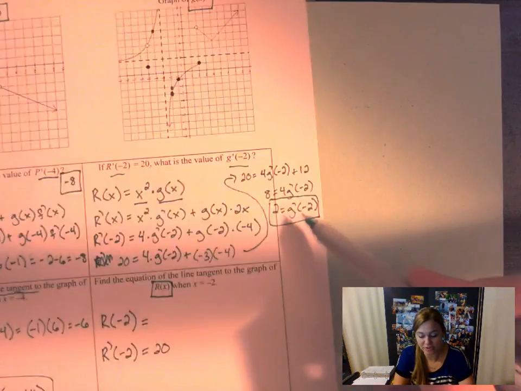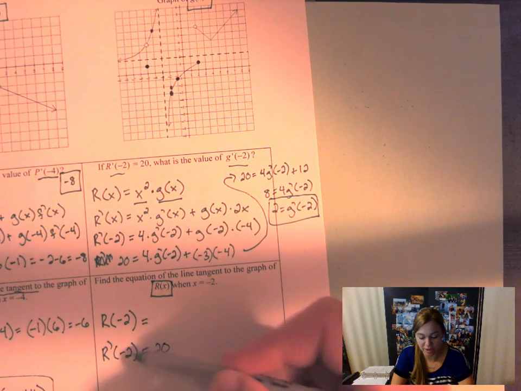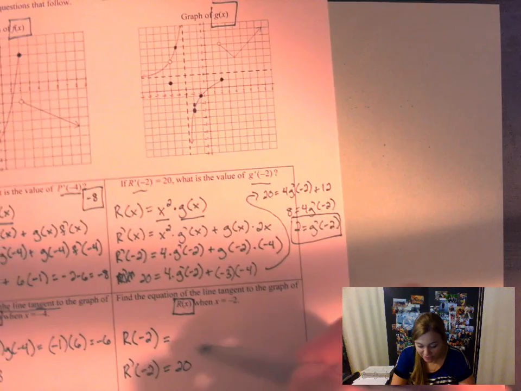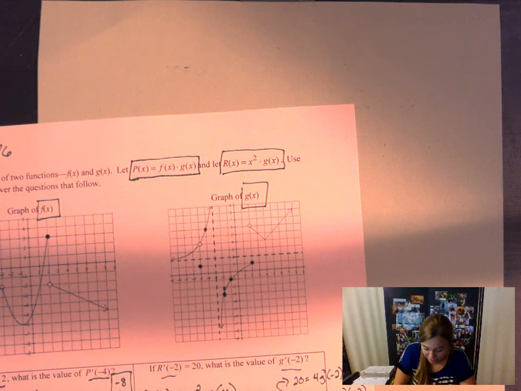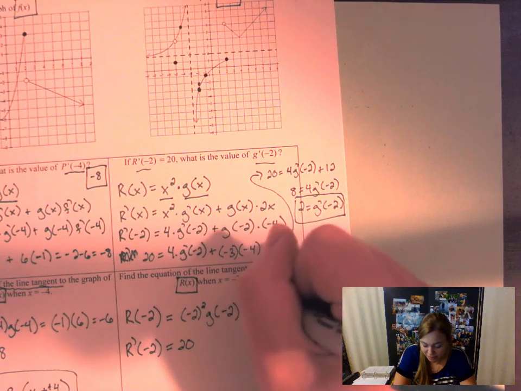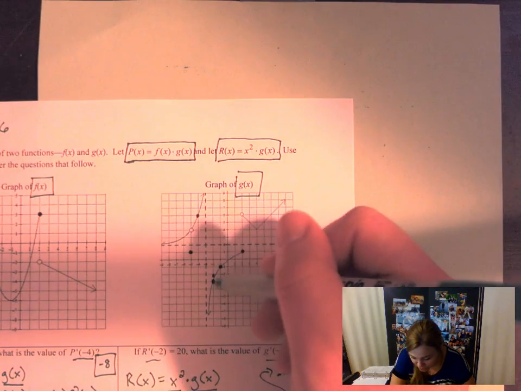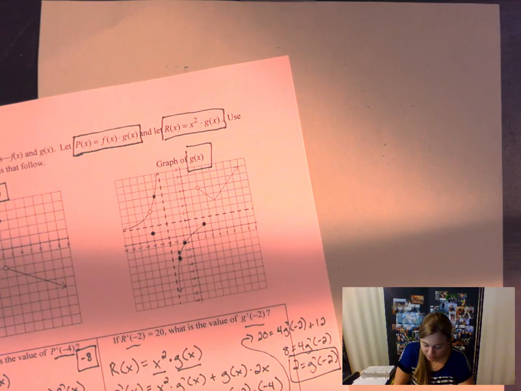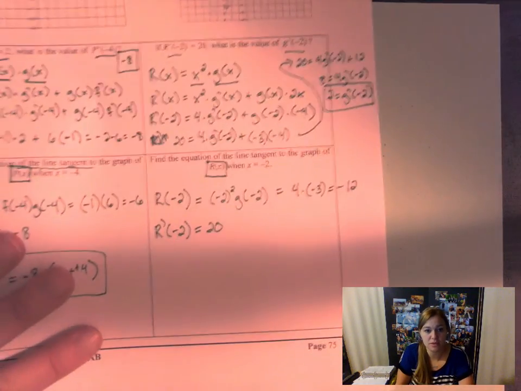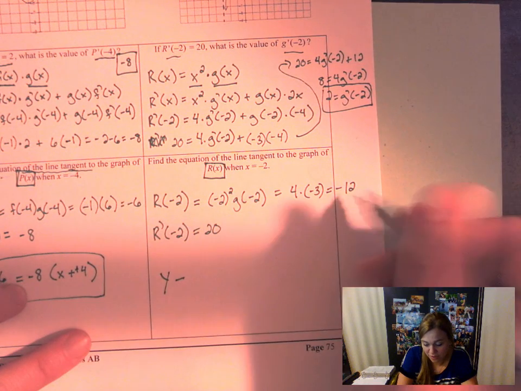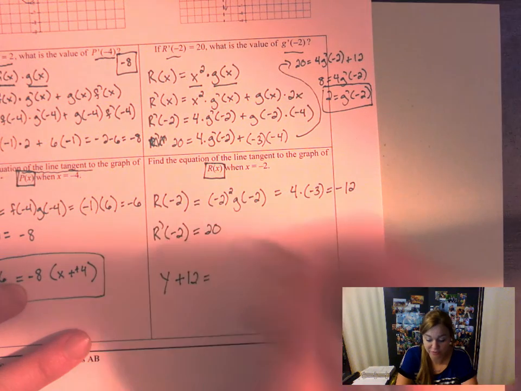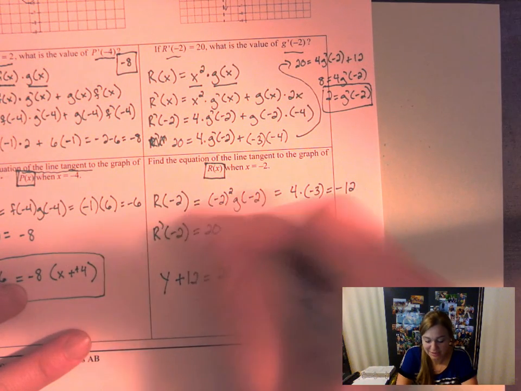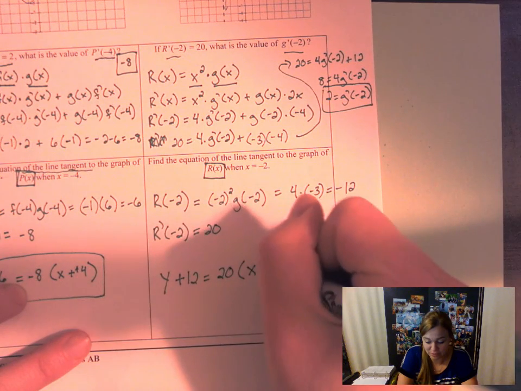But be careful you don't just go up here and say, oh, I'm picking 2 because it's right here. No, make sure you're talking about the graph of r of x. R of negative 2. R was x squared times g of x. So negative 2 squared times g of negative 2, which would be 4 times g of negative 2. G of negative 2 was negative 3. So then you're going to write y minus y1. That would be minus a negative 12, so that's just plus 12. M is my slope of my tangent, or my derivative. X minus x1 would be minus negative 2, or I could say plus 2.